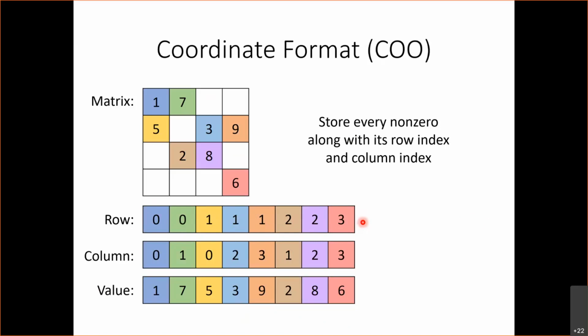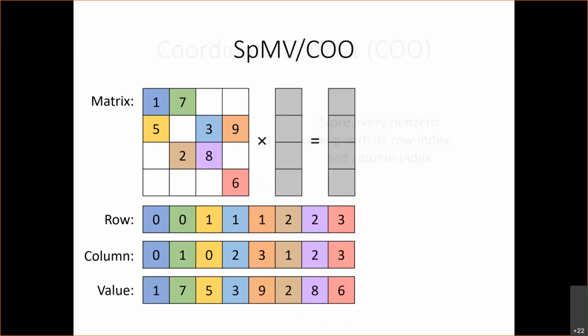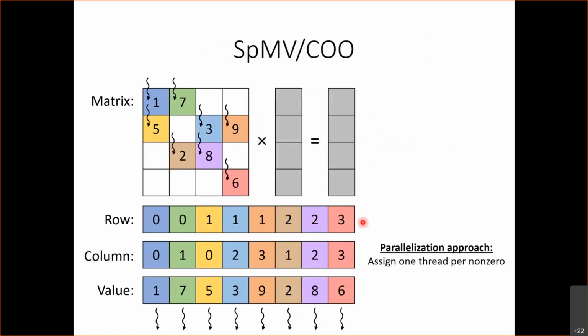What about accessibility? What does the COO format make easy for me to access? The rows and the columns of the non-zero elements. Given a non-zero element, it's easy for me to find its row and column, which makes it easy for me to parallelize across non-zero elements. Because if I assign a thread to every non-zero element, then I can easily go and find its row and column. So that's accessibility.